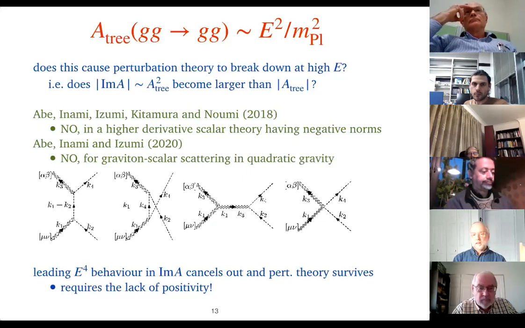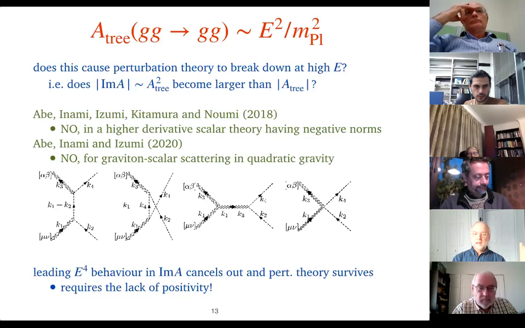Well, here are some other authors who have looked at this question, maybe not exactly using those words. They first of all considered a higher derivative scalar gravity having negative norms, and their results say that the answer is no. Perturbation theory does not break down. And then they went on to quadratic gravity and considered graviton scalar scattering. So these are the diagrams. The final state wiggly line could be a massless graviton, a massive ghost, or a massive gravascalar. So they considered all those.